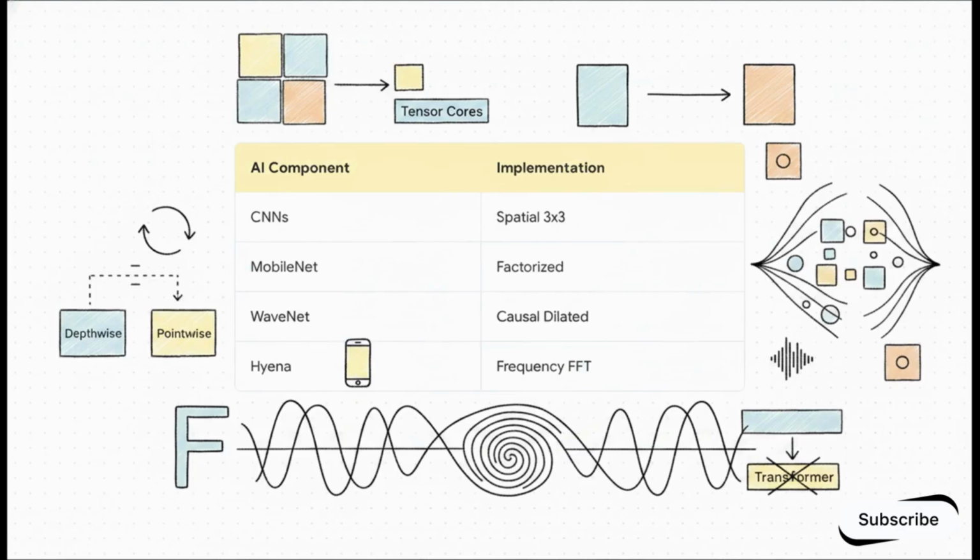Huge deal. Then you have WaveNet, used in audio generation, which uses dilated convolutions, essentially poking tiny holes in the kernel so it can see further out without having to do extra math. And finally, on the other end, modern LLM alternatives like Hyena abandon the spatial world entirely. They rely purely on the frequency FFT to process massive sequence lengths that would instantly choke a standard transformer model.